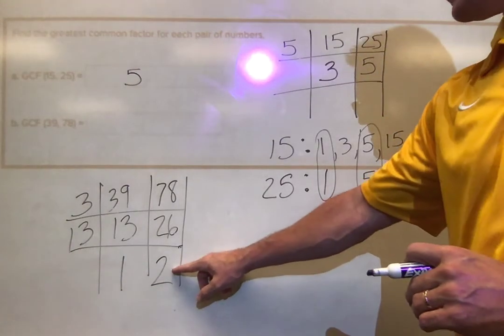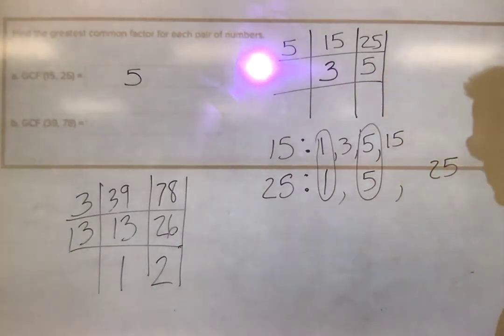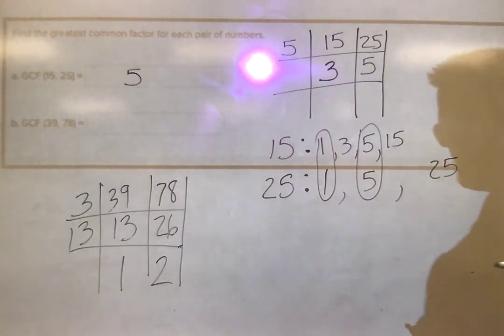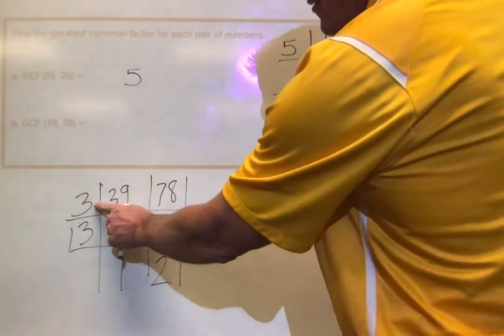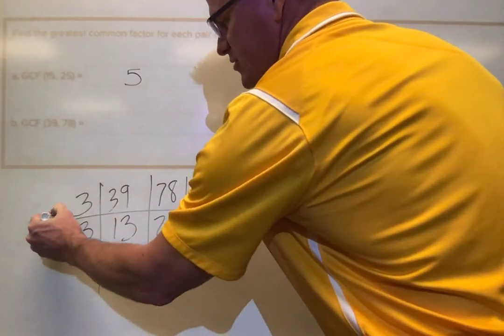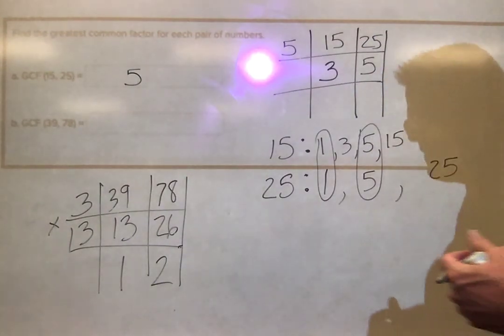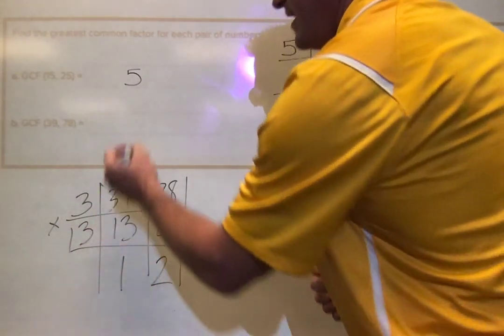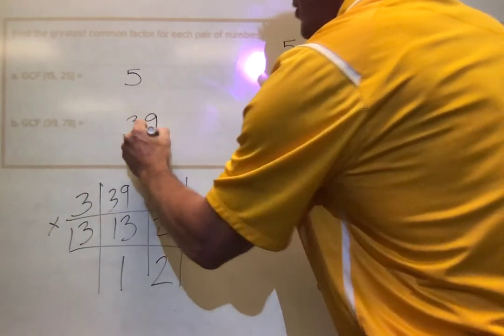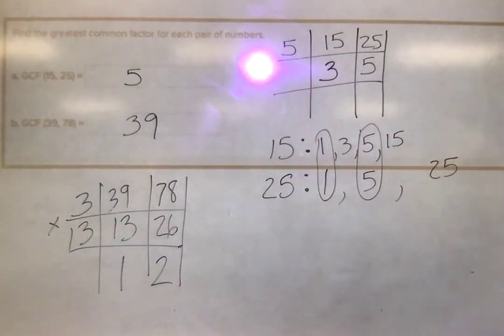These are now relatively prime. There's no other common factors but 1. So I know in this case that I am done now. And remember, if I pull out a 3 and a 13, our job is to multiply these 2. So I really didn't divide by 3 or 13. If I combine it, I divided by 39. So 39 would be my greatest common factor here.